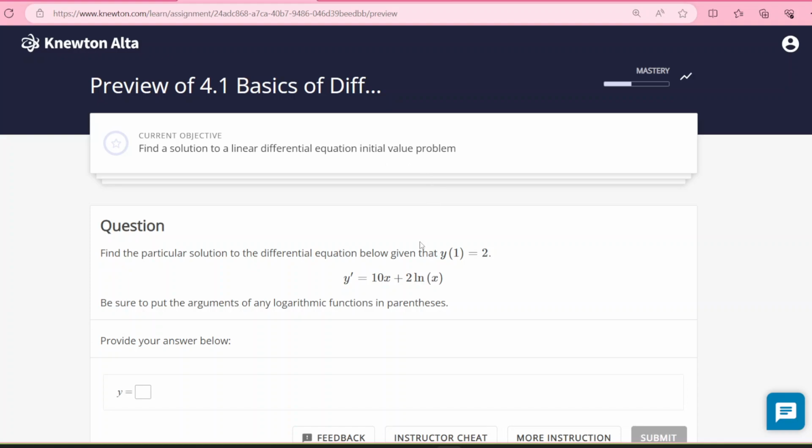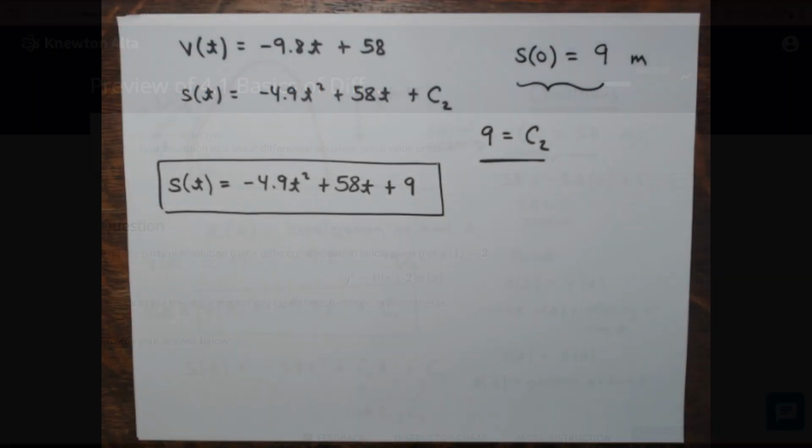So yeah, initial value problems are just, here's a differential equation, and then you have conditions that are put on the solution. So you have to find the values of constants that will satisfy those conditions. So let's write this one out.